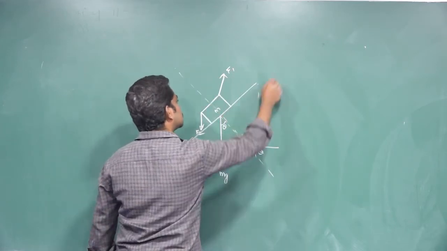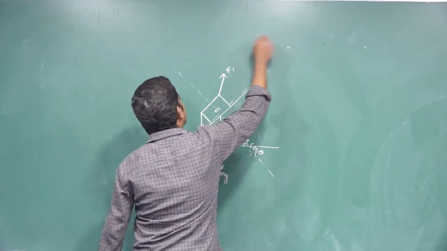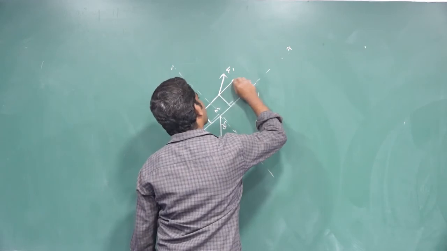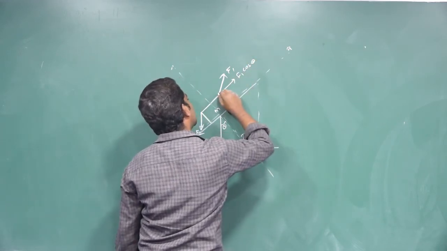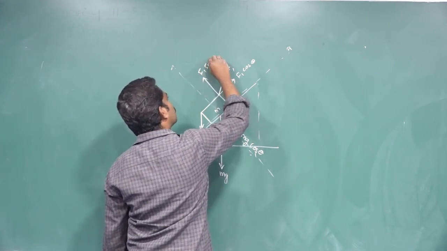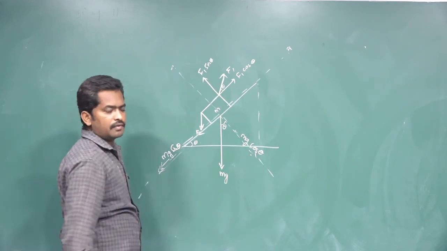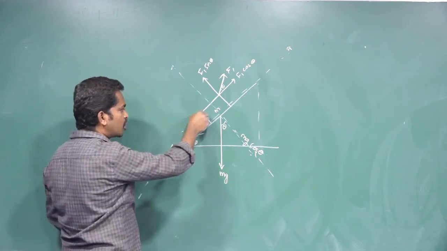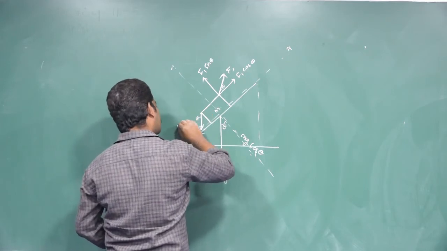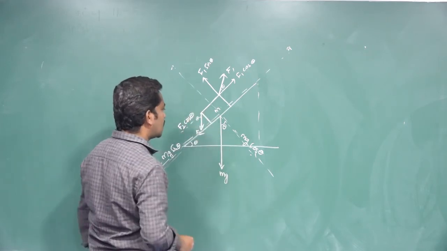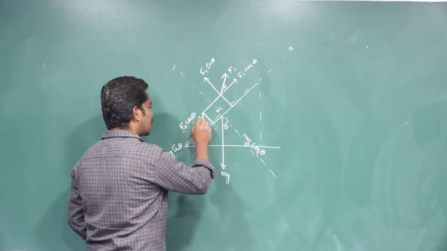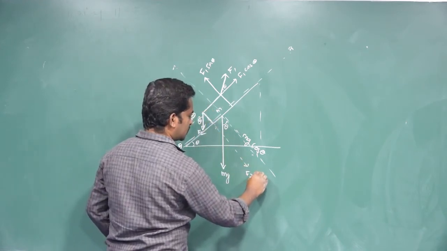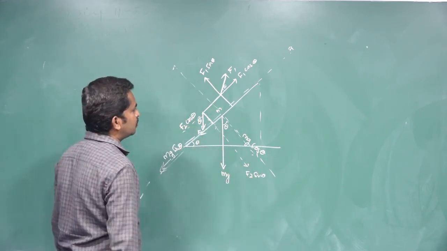F1 is also inclined. I want to take this as the x-axis and this as the y-axis. So F1 is divided into two components: F1 cos theta, and F1 sin theta, making an angle of theta. And F2, at an angle of theta, is divided into two components: F2 cos theta, and the vertical component F2 sin theta.